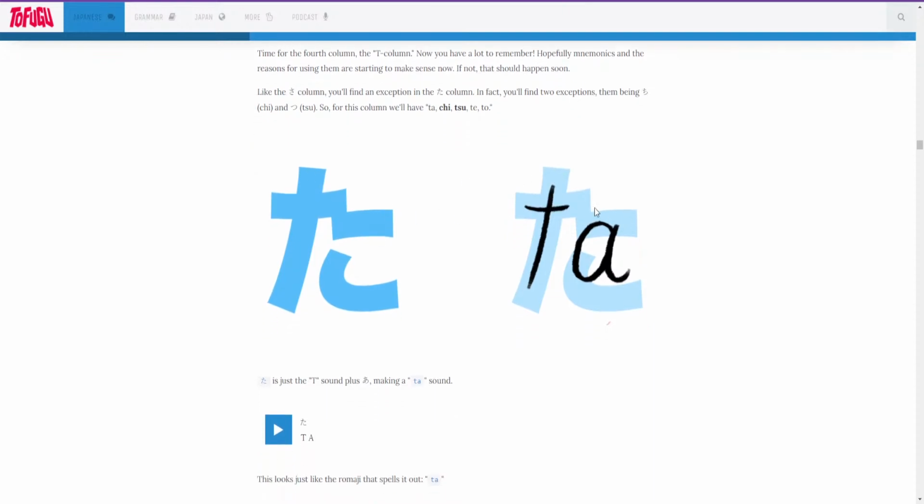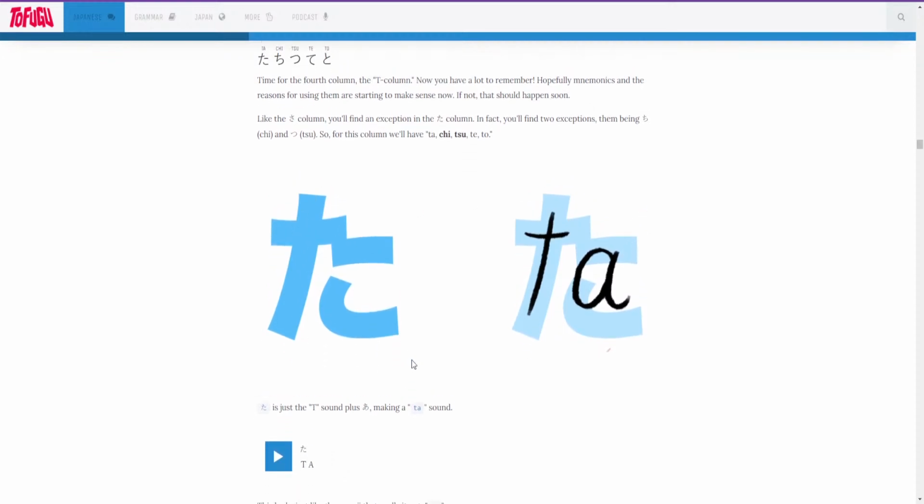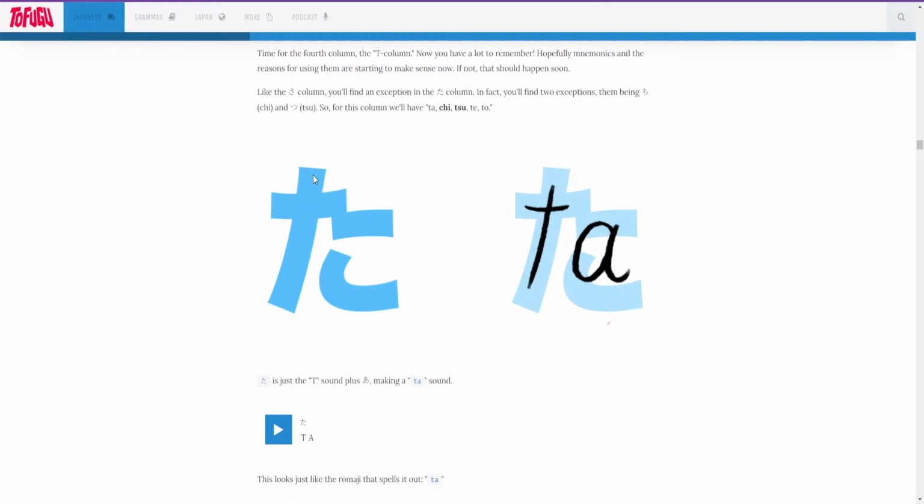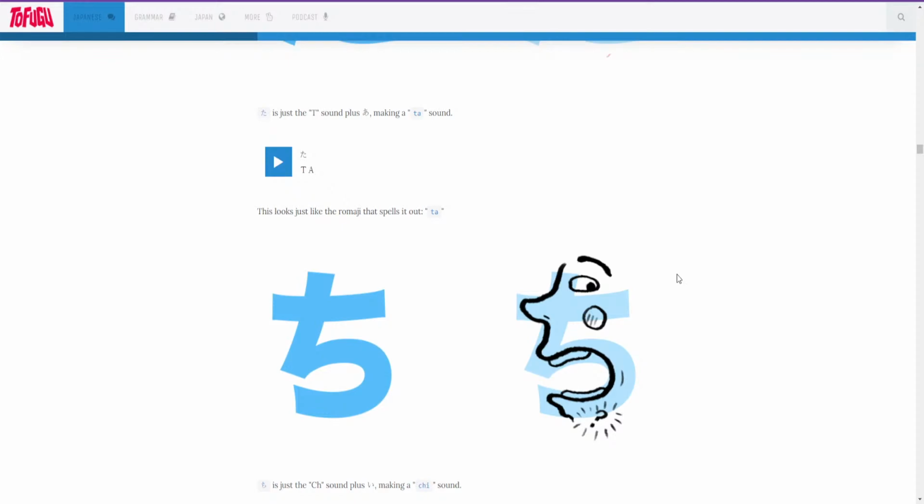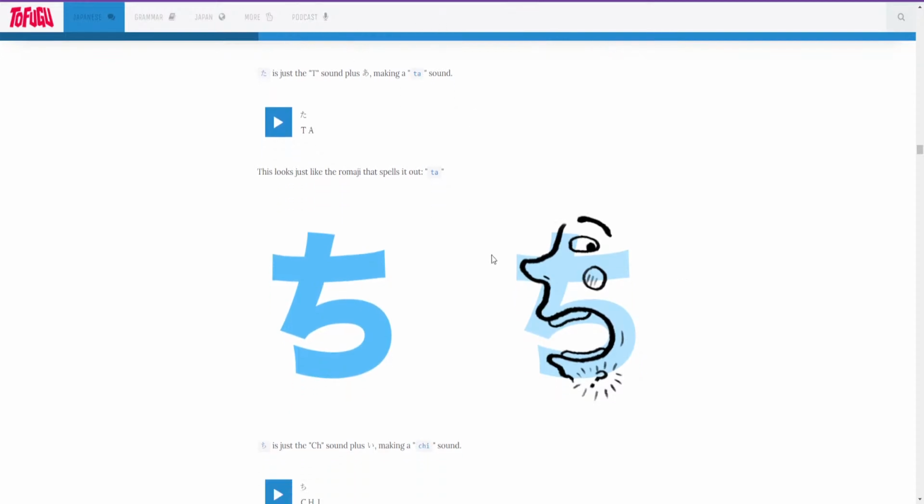So it starts off just like a, ka, and sa. We have ta, which is super easy because it looks like it says ta. See in the little picture here? Ta. Easy peasy. Alright. Ta. And it's just pronounced ta, like ta-ta, ta.